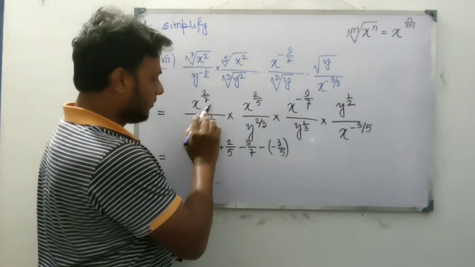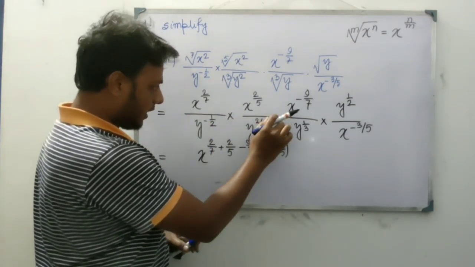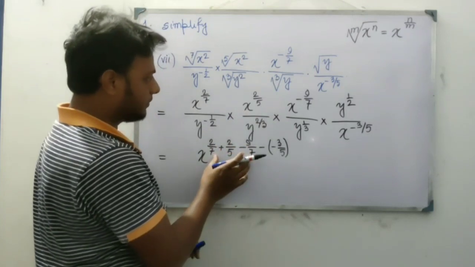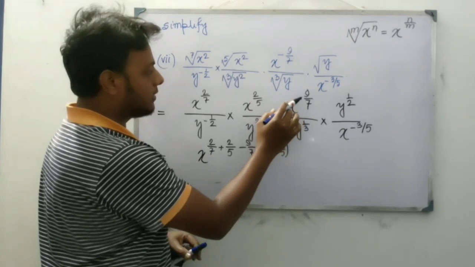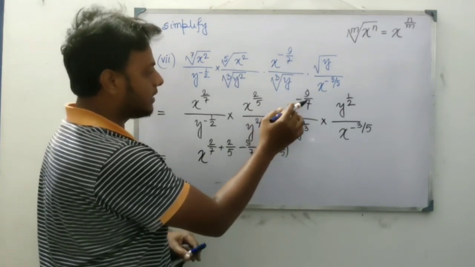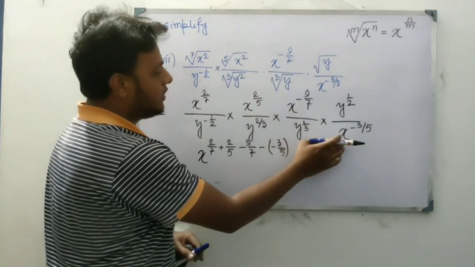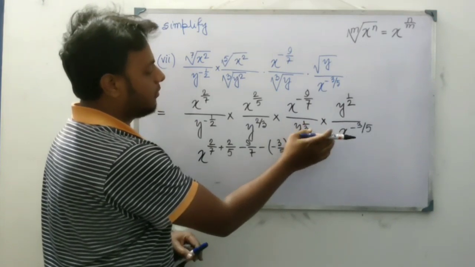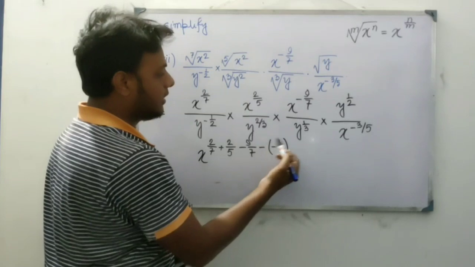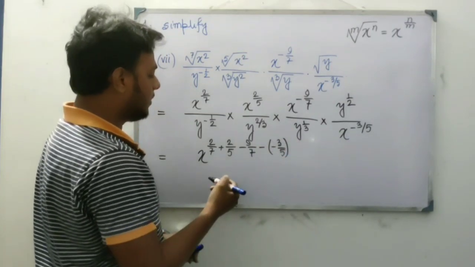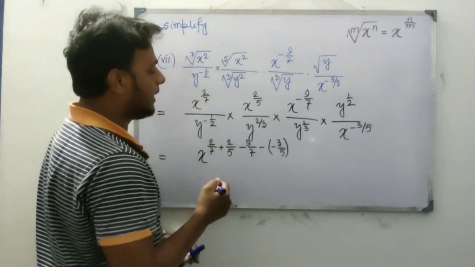These exponents are in multiplication form. We have to add the powers. So first power plus second power plus of minus this part, or plus of minus means minus itself. And since this is division, so addition, after that minus of this, this completes the exponent of x.